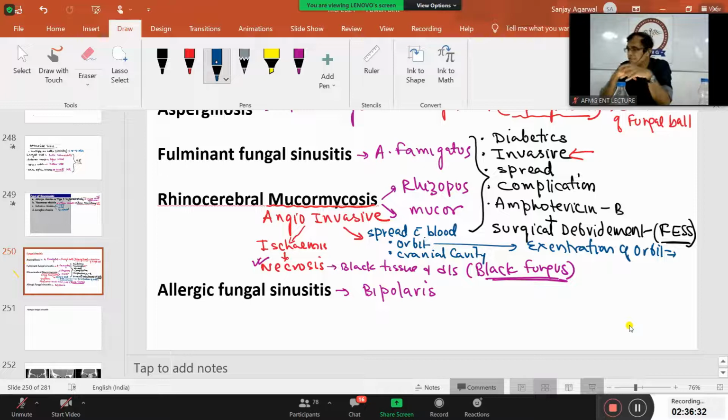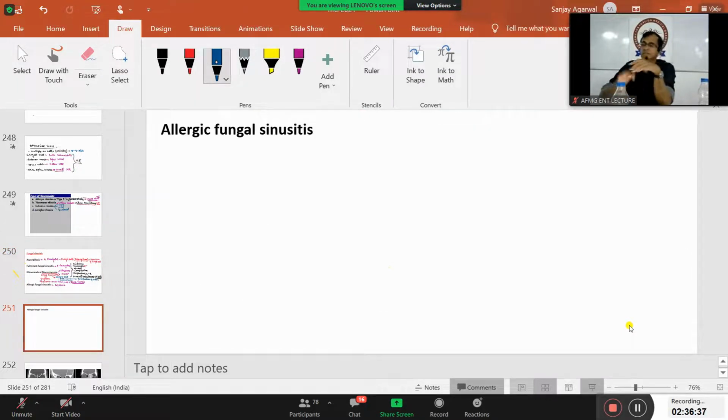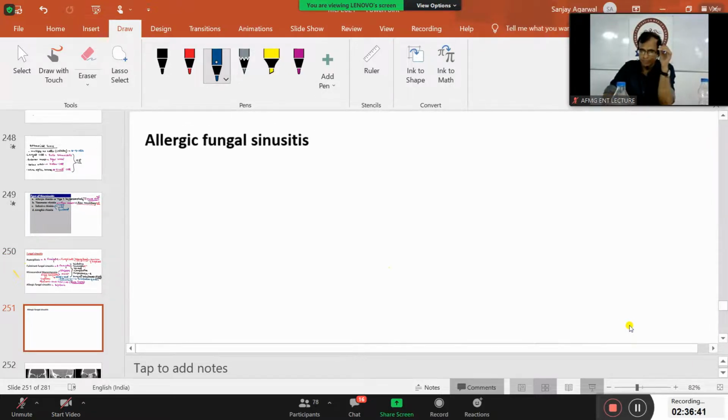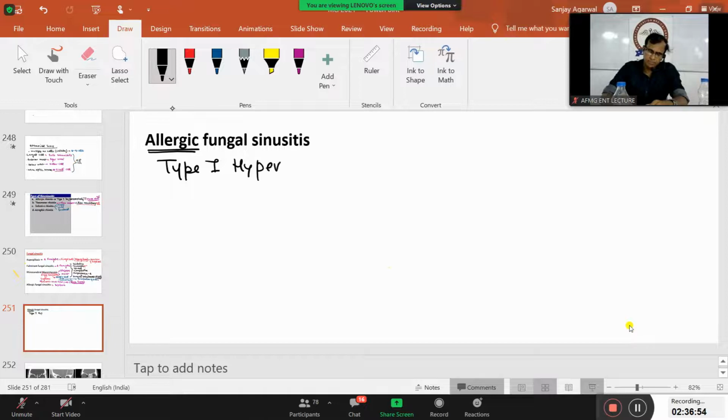And the last fungus is allergic fungal sinusitis. So the person is allergic to the fungus. Which is the fungus? Bipolaris. And because it is allergy, this is also type 1 hypersensitivity. Okay, this is also type 1 hypersensitivity.